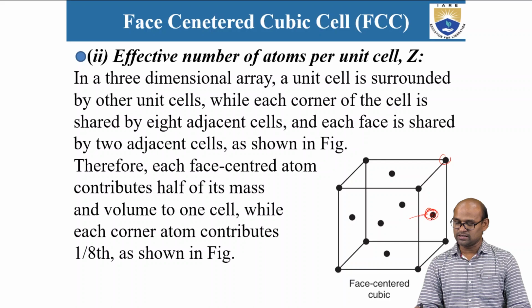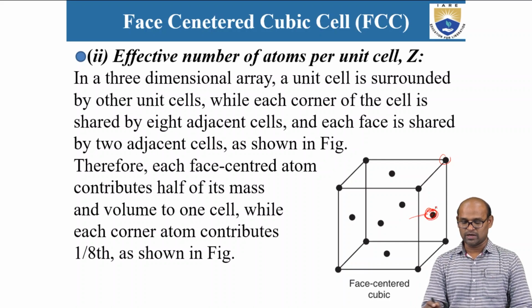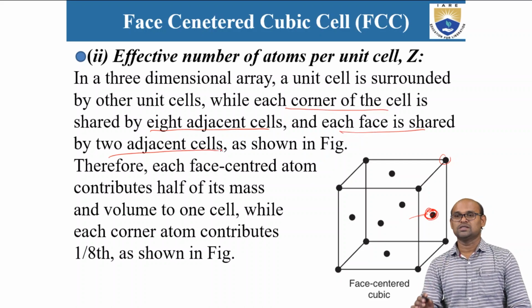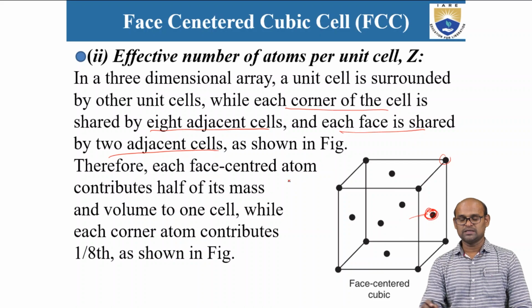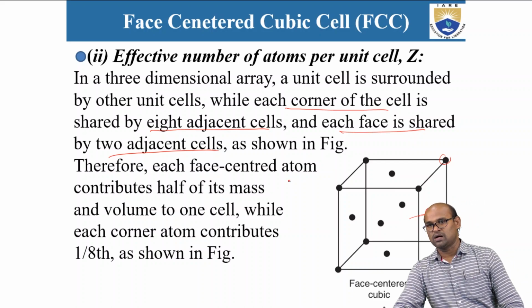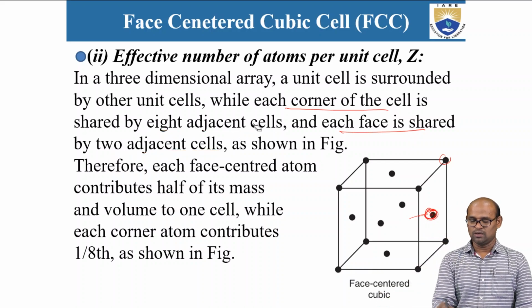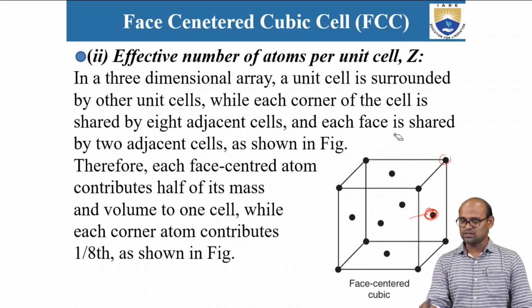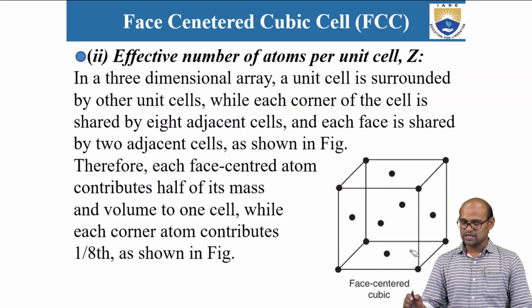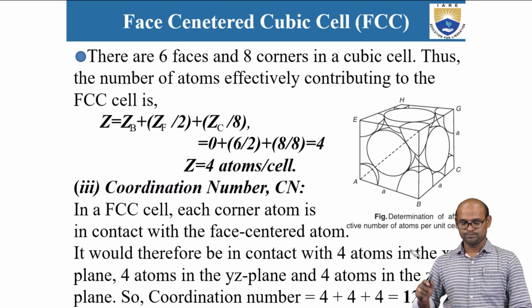But face centered atoms are shared by only 2 of them. That is what is said. The corner atom is shared by 8 adjacent cells, but the face atom is shared by only 2 adjacent cells. Therefore, each face centered atom contributes half of its mass and volume to one cell, while each corner atom contributes 1/8 to each of its unit cells. Okay, so a corner atom is going to contribute 1/8, and a face atom is going to contribute 1/2.